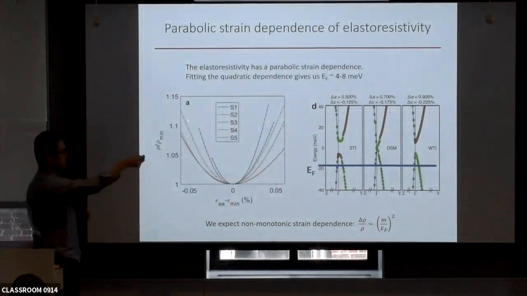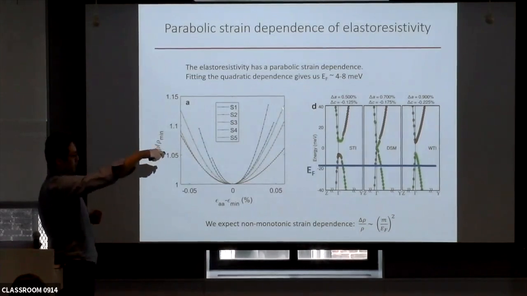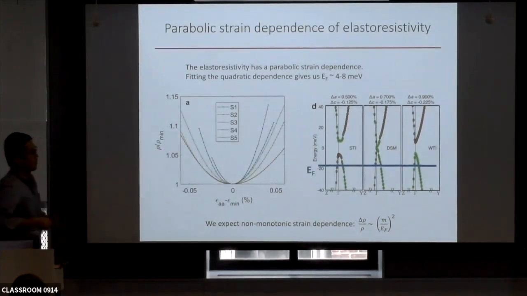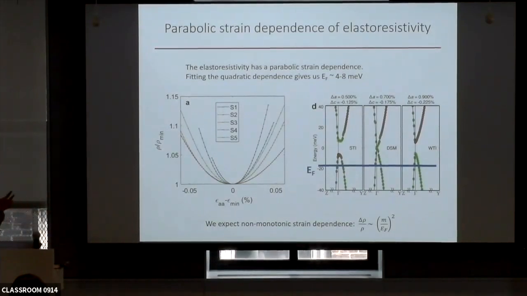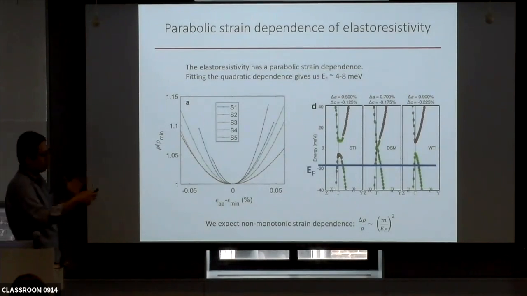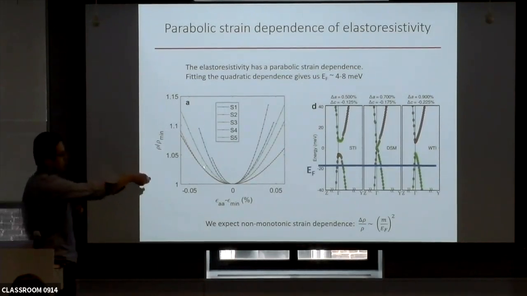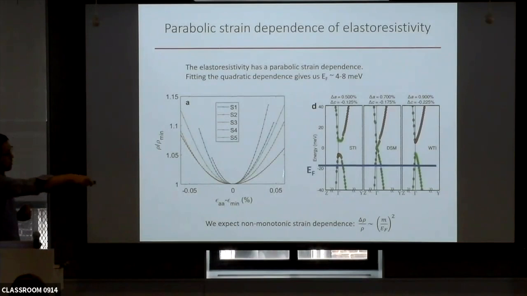We see that the resistance follows a parabolic dependence as a function of strain. And this is actually quite striking, because for most semiconductors, when you apply strain, you usually see a linear response. It's very unusual to see such a non-monotonic, strong response.